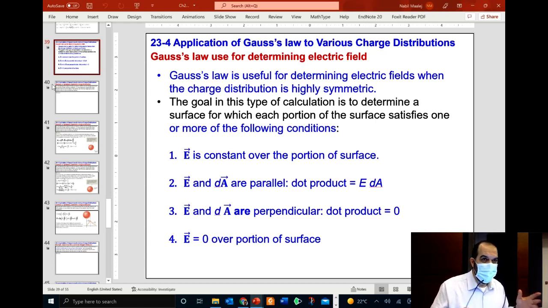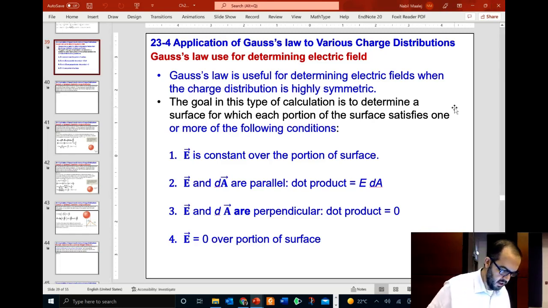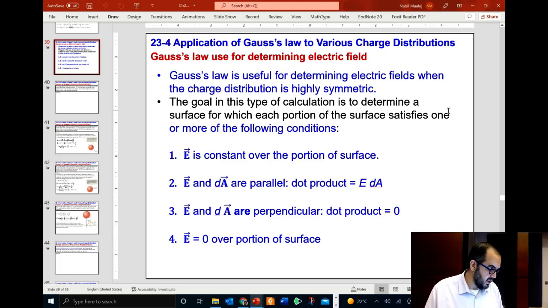But remember, in order to exploit Gauss's law and solve for the electric field, the closed surface has to satisfy at least one of the conditions that we listed here. The first condition is E is constant on the surface, or a portion of the surface. Another condition is if the electric field vector and the area vector are parallel. In that case, the dot product is just E times dA. Or if E and dA are perpendicular, in that case the flux is 0. And the last case, if the electric field is 0 over a portion of the surface.